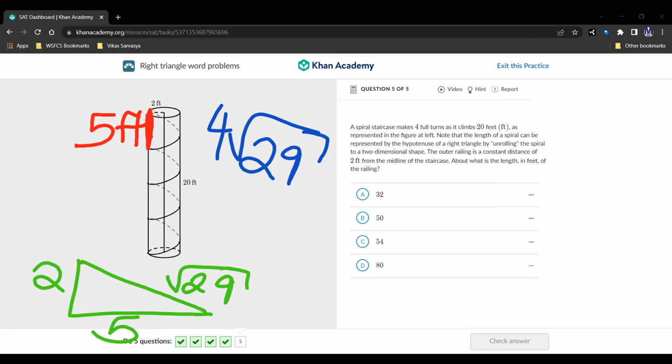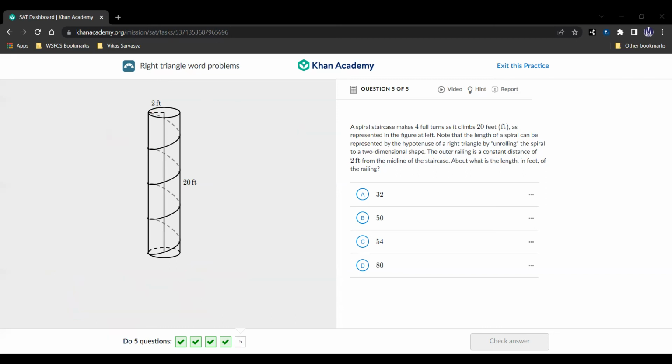4 times the square root of 29 is going to be 21.5. So that didn't work. Let's try again. And let's think about what we did wrong and where we can change that. If your answer ever doesn't fit, or if it doesn't seem plausible, be sure to check it. Be sure to check it anyway. It's just good practice.